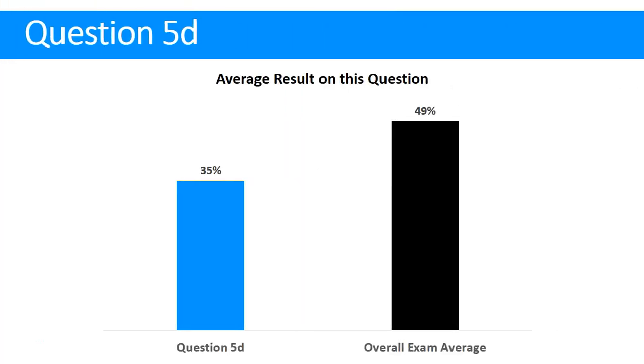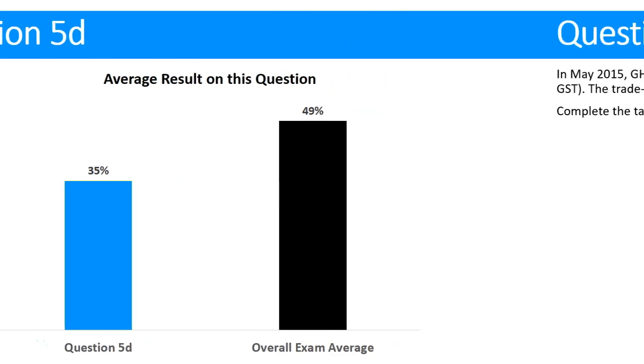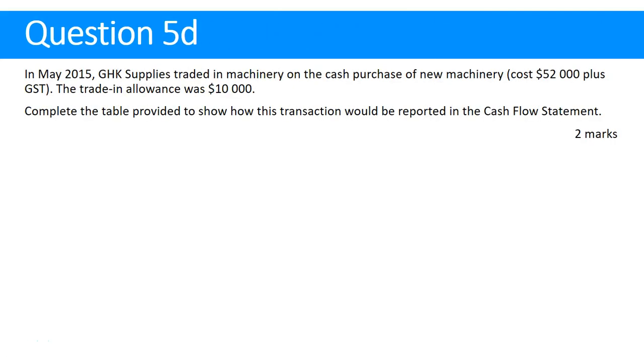The last part of question 5D, the average was 35%, quite low. It actually presented some information that didn't really apply to the previous part, so it did give you a fresh start if you had trouble with parts A, B or C. What we're told is in May 2015, GHK Supplies, which is us, traded in machinery on the cash purchase of new machinery which cost $52,000 plus GST. Now we got a trading allowance of $10,000.